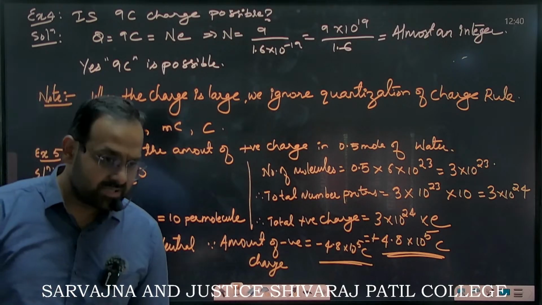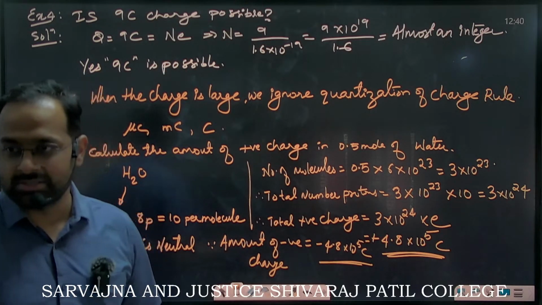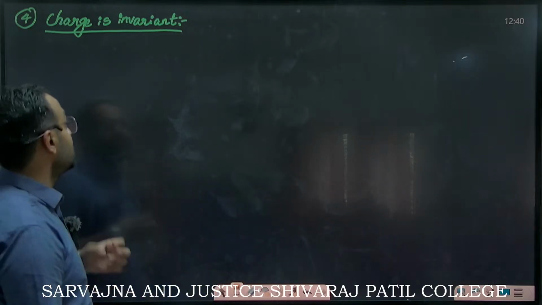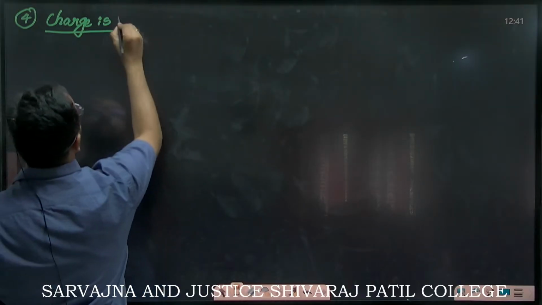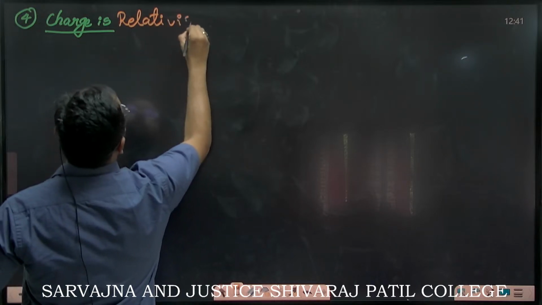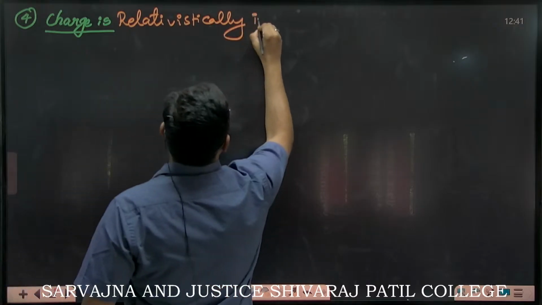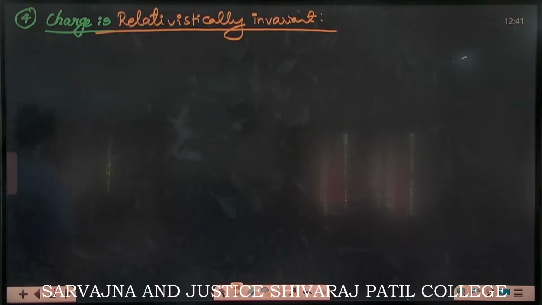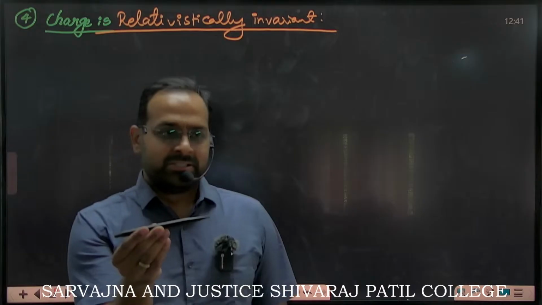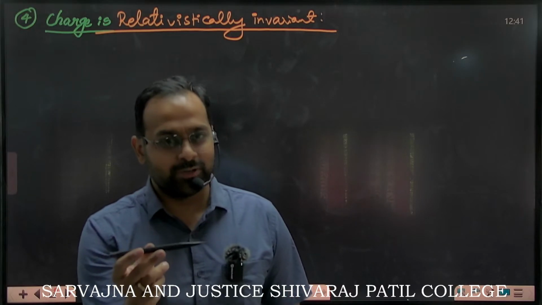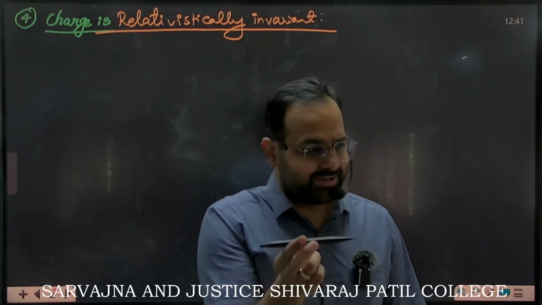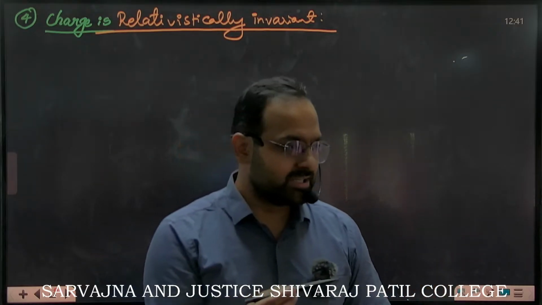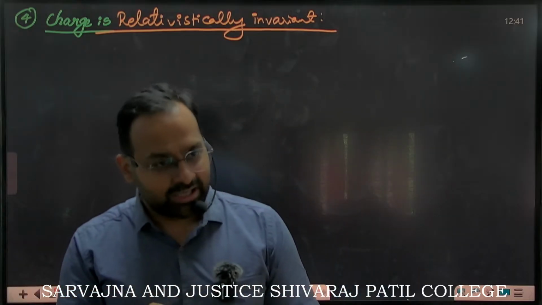So far we have learned that charges are additive in nature, charges are quantized, and charges are invariant. Actually here this should be relativistically invariant. What does relativistically invariant mean? Let's say I measure the charge of this object while standing here and it comes out to be 2 coulombs. Then I take it with me and start running at the speed of light and measure the charge again. Even then it comes out the same as when I measured it at rest. That is the meaning of relativistically invariant: it does not change.